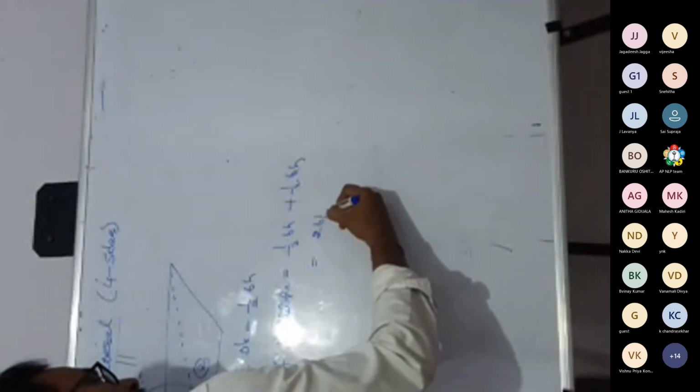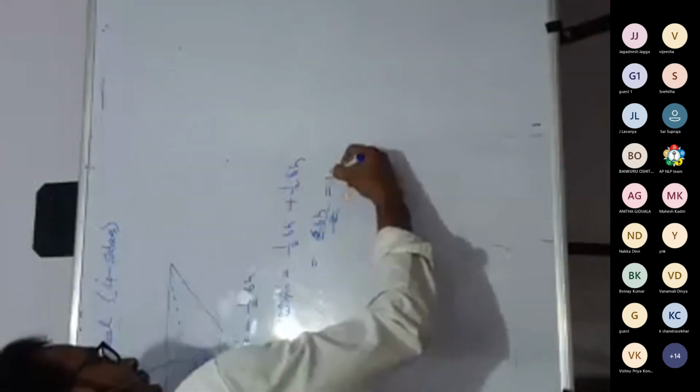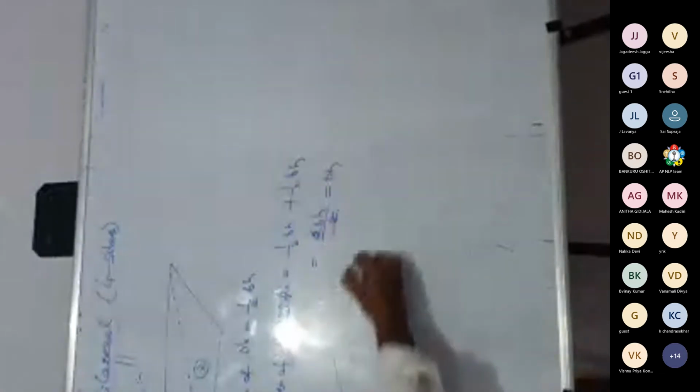Because how many triangles are there? Two triangles. Half BH plus half BH. Two halves make a full. Simply put, half BH plus half BH is 2BH by 2, the 2 cancels. The answer is BH. This is the area of the parallelogram. Area of the parallelogram is BH. Is it clear?